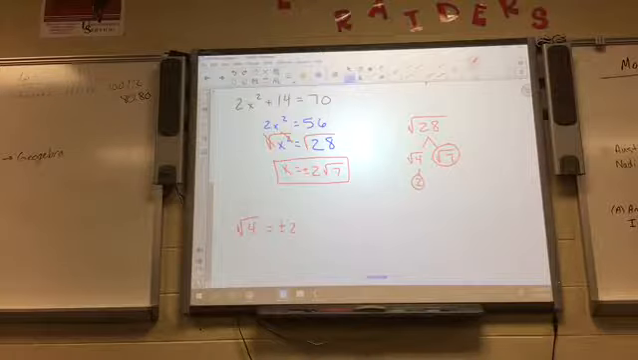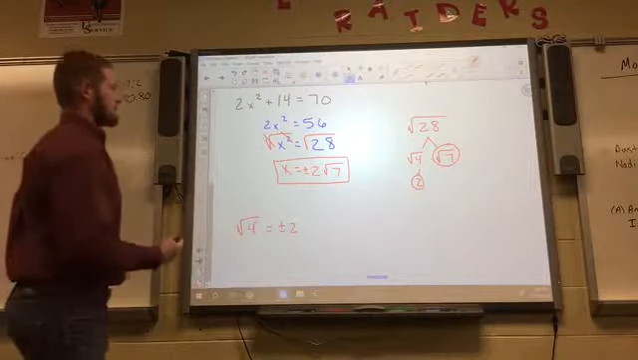Which hopefully makes sense to you because most of the time your parabola is going to cross the x-axis twice, right? So you're going to need 2 answers. Okay.